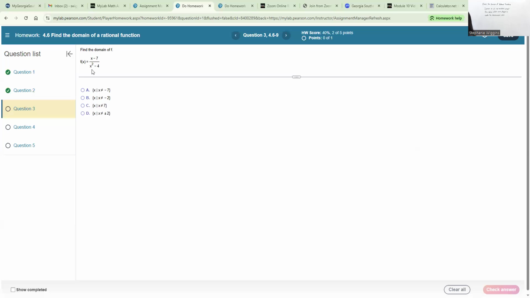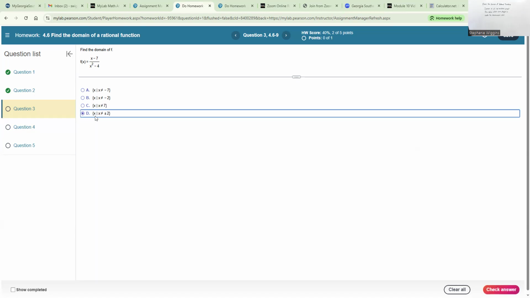Now, however, you've got to be careful because this one, we have x squared minus 4. If you factor this quadratic, this is the difference of squares. Factoring gives you x plus 2 and x minus 2. So you can put either plus or minus 2 into x squared minus 4 and get 0 in the denominator, and we can't have that. So the domain is the set of all values of x, all real numbers except plus or minus 2.